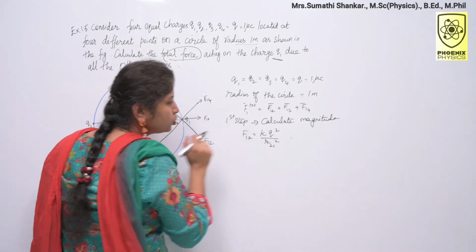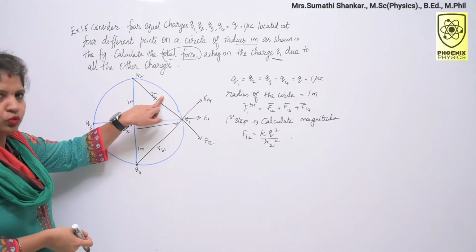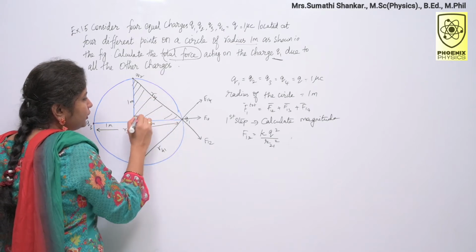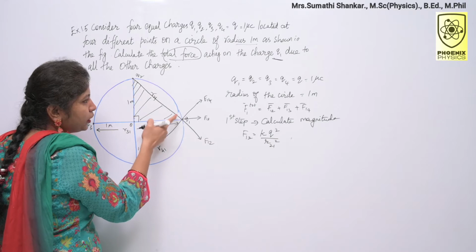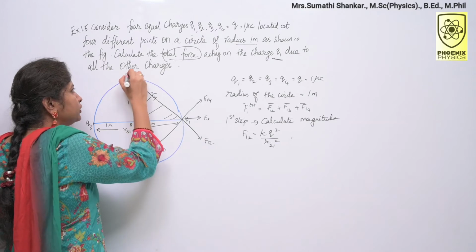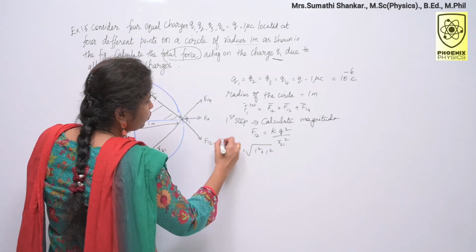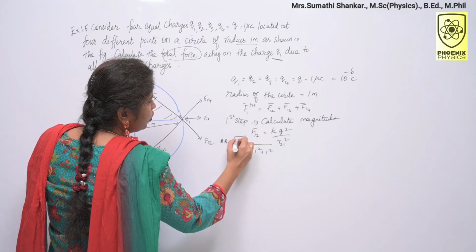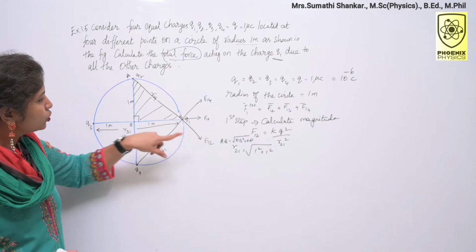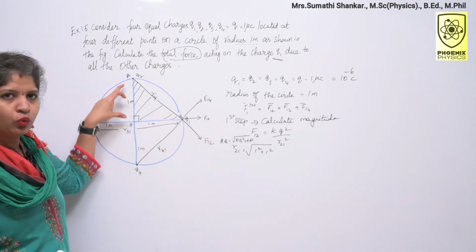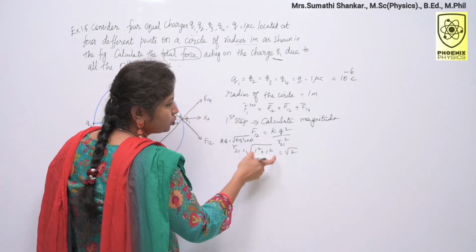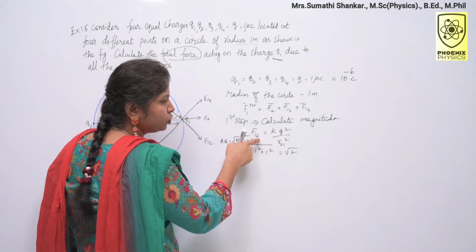How do you find out the R21 value? This is my R21. Consider this part of the triangle alone. Here this is a right angled triangle, so this is my hypotenuse. How do you find out this value? Say this is O and this is A and B. AB is equal to square root of OB square plus OA square. So this is 1 square plus 1 square, that is root 2. Now you know the R21 value, Q value, K value, substitute in this equation.